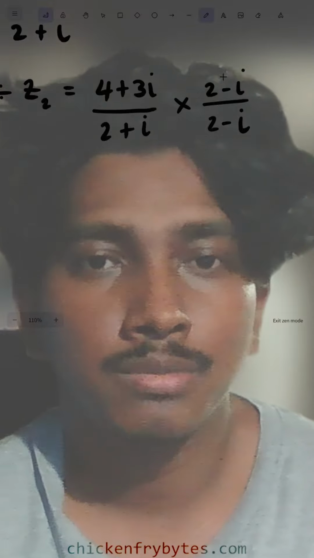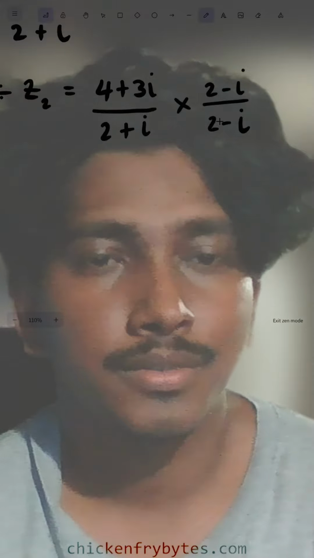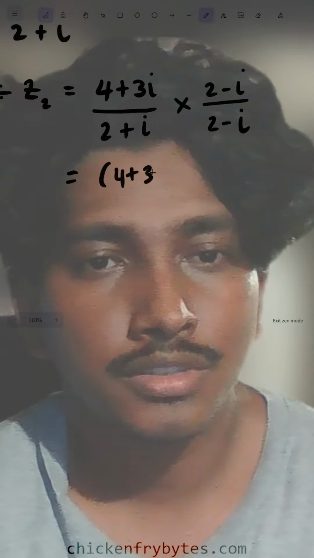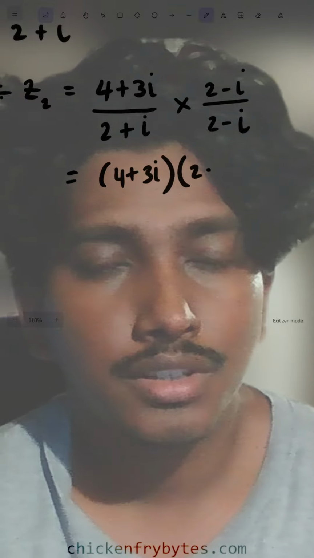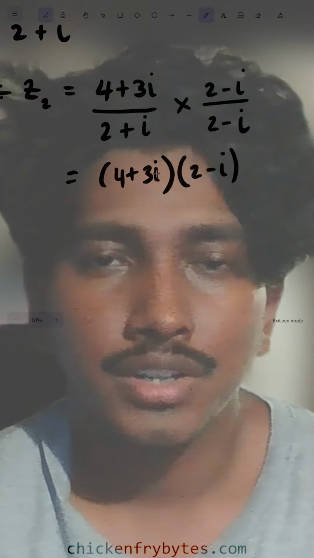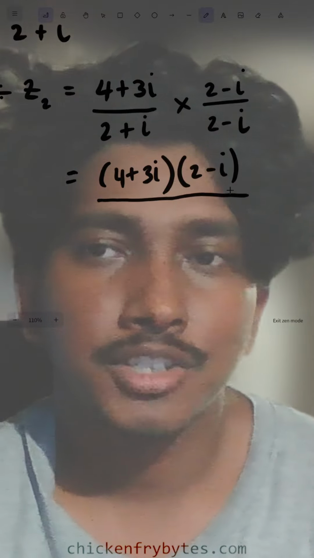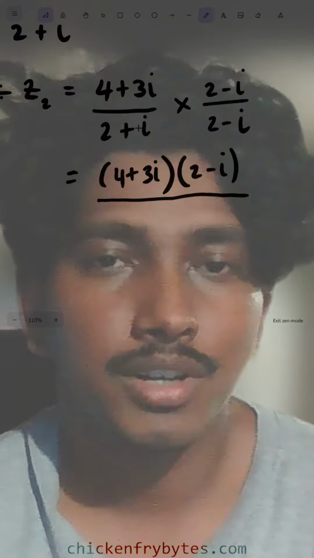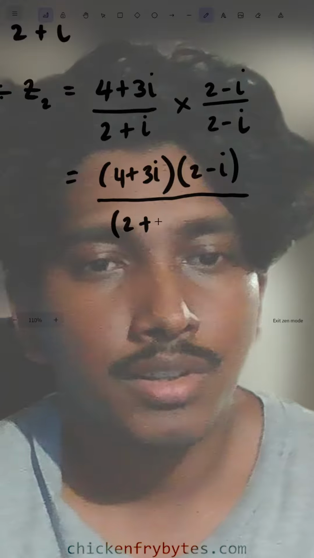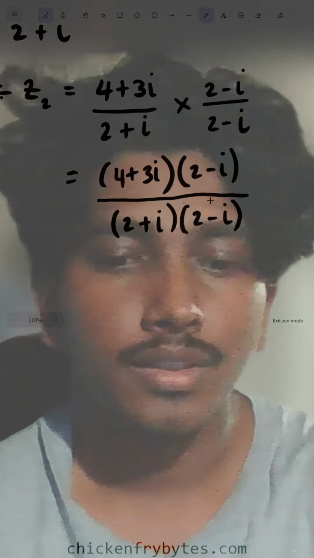Remember, we are allowed to multiply top and bottom by anything because that is the same as multiplying by 1, and anything times 1 is itself. And so this will produce 4 plus 3i times 2 minus i. I'll leave the numerator for you to break down. And at the bottom, remember, the conjugate is supposed to get rid of the imaginary part of the denominator, so we'll have 2 plus i times 2 minus i.